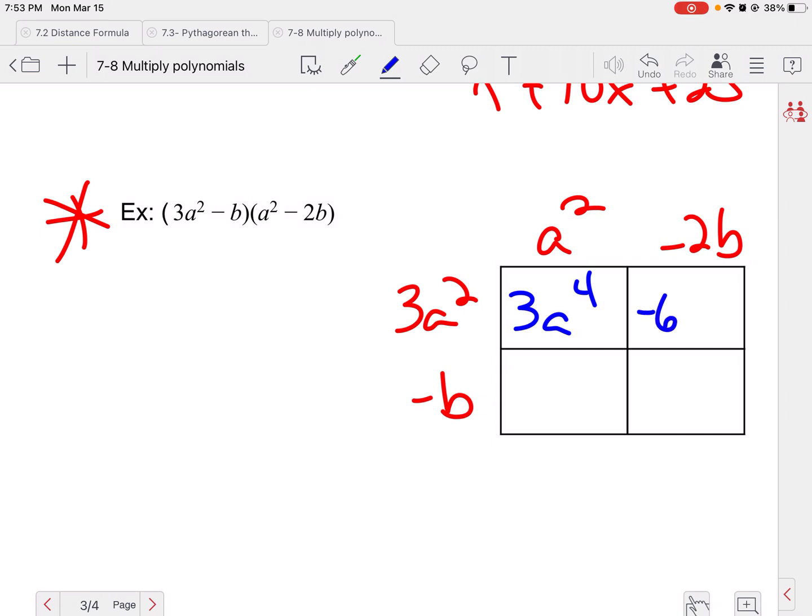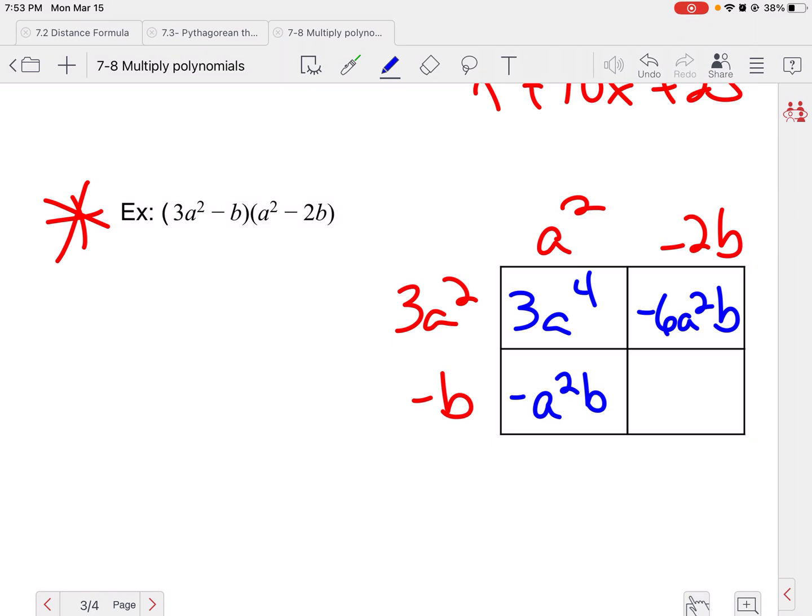3a squared times minus 2b would be negative 6a squared b, because there's no a's and b's to combine with, so they just come along for the ride. A squared times negative b would just be negative a squared b. Again, we like to write our variables in alphabetical order to help us make sure when we're combining like terms that we can see those clearly.